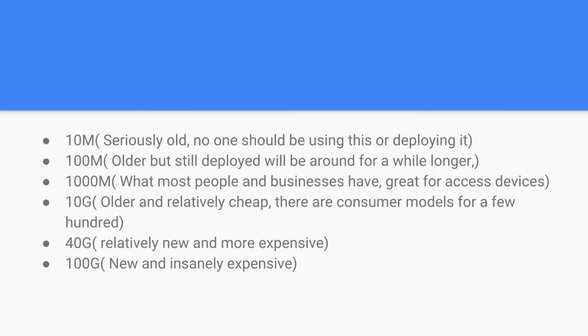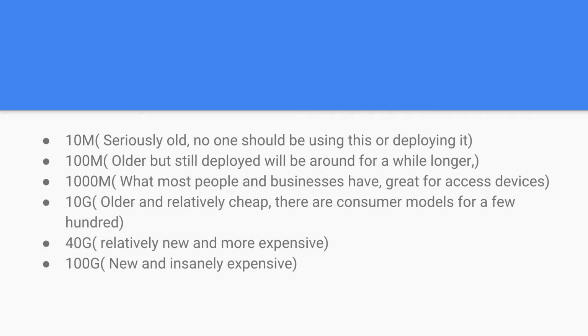Now, any modern computer made in, say, the last 4 to 5 years that has a physical Ethernet port will come with a gigabit port. Any router or firewall bought in the last 4 or 5 years will probably come with a gigabit Ethernet port. There are some modern devices that still don't use gigabit Ethernet. A good example of that would be a Raspberry Pi. But for the most part, 1 gigabit is the standard.